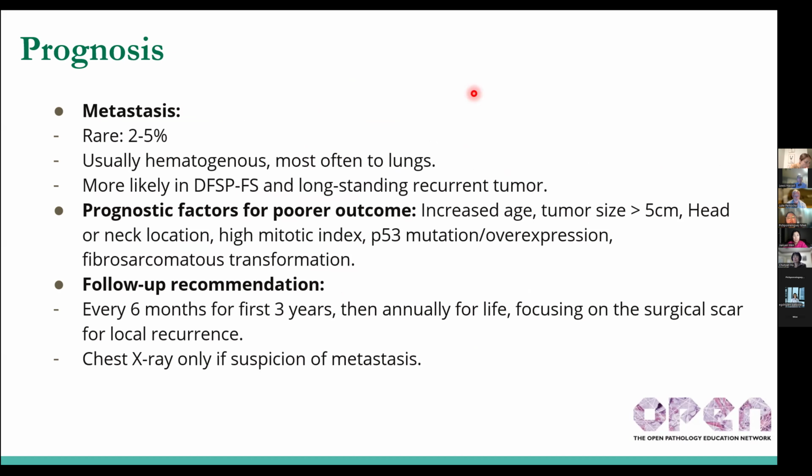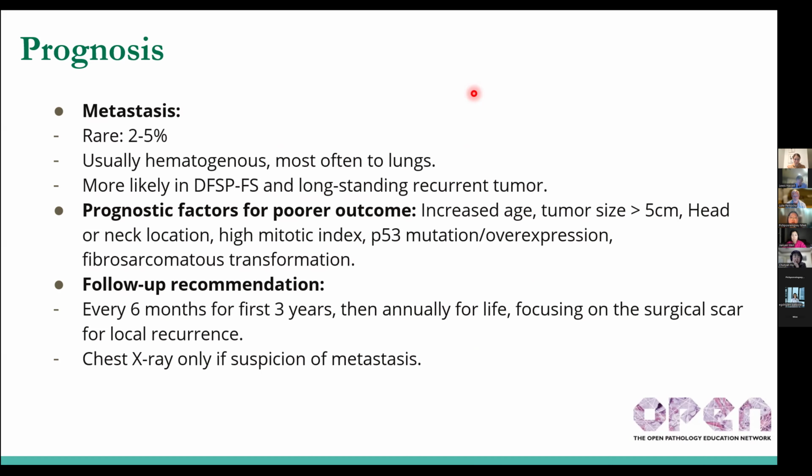For the prognosis of DFSP, metastasis is rare, only around 2 to 5%. It's usually hematogenous and often to the lungs. And it's more likely to metastasize in DFSP-FS, so fibrosarcomatous transformation. I think the metastasis is up to 10 to 15% with fibrosarcomatous and for long-standing recurrent tumor.